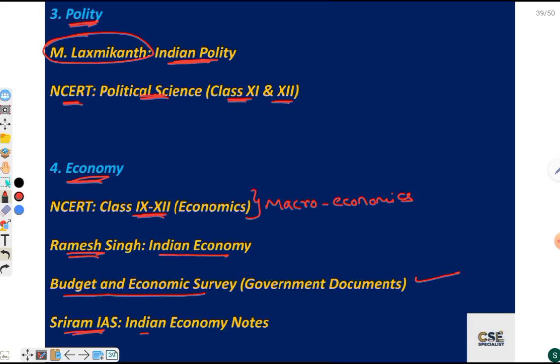Sriram IAS Indian Economy notes, or Brunal Sir's notes. For economy, you have to cover the NCERT class 11th and 12th. Budget and Economic Survey are a must, and from Ramesh Singh, Sriram IAS or Brunal Sir, you have to refer to one among them.